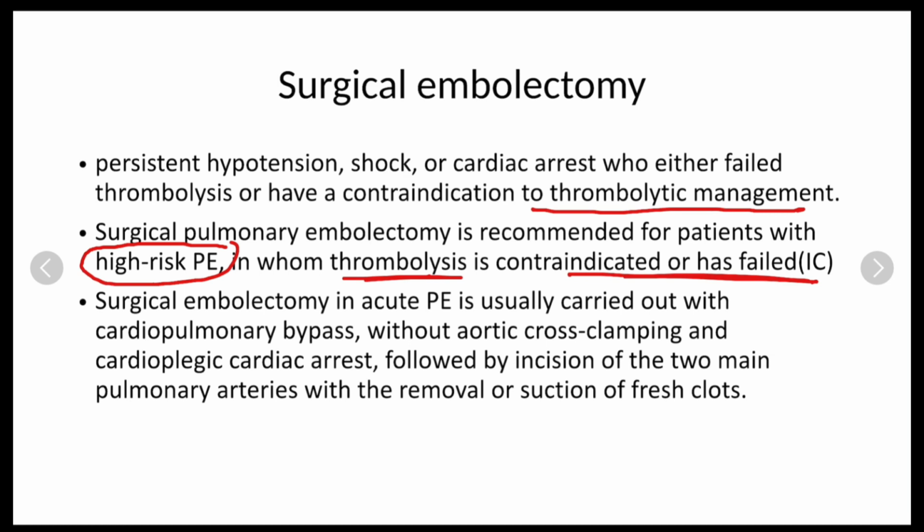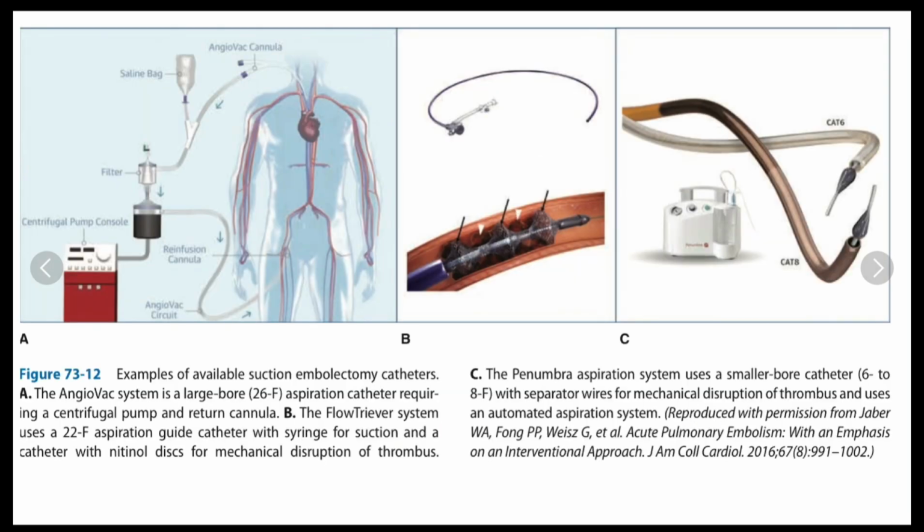Surgical embolectomy in acute pulmonary embolism is usually carried out with cardiopulmonary bypass without aortic cross clamping and cardioplegic cardiac arrest, followed by incision of the two main pulmonary arteries with removal or suction of fresh clot. Here we can see examples of available suction embolectomy catheters. The first one, A, is the AngioVac system, a large bore 26 French aspiration catheter requiring a centrifugal pump. This is the centrifugal pump, and the return cannula is there.